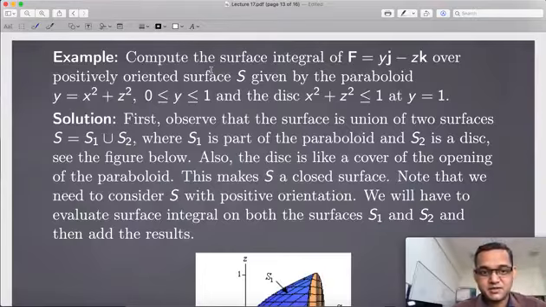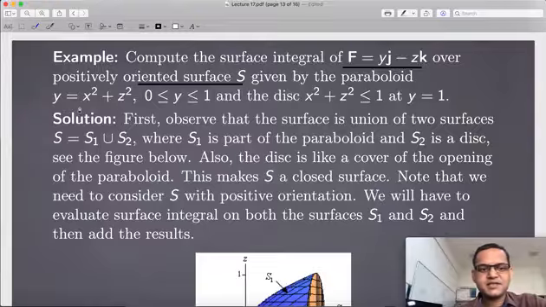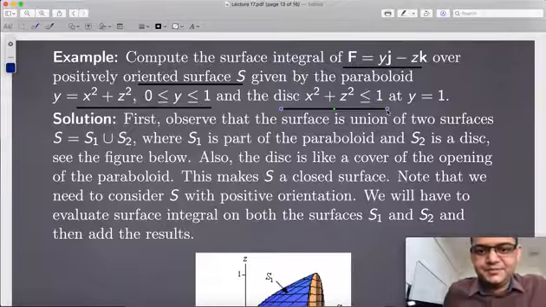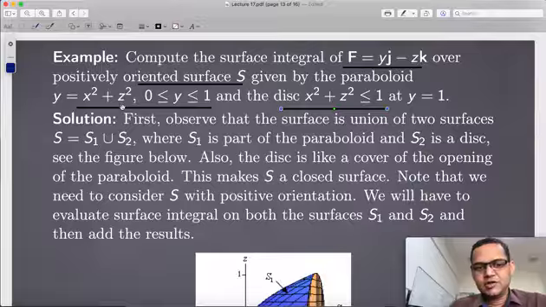Be very careful with this example. Let us have this vector field. Here the component functions are y and z, and one component is 0. They are very nice, and this is given over a positively oriented surface S. What is the surface? This is the surface given by this paraboloid and this disk. Be careful: as I said, this is y equal to something, not z equal to.